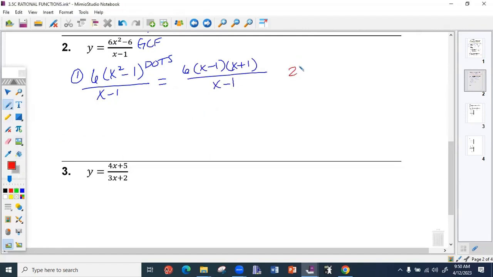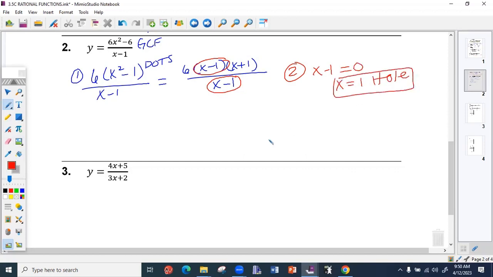Step 2 is to ask yourself, are there any common factors? And the answer is yes. What is my common factor? x minus 1. So I'm going to set that equal to 0, and I get x equals 1, and that's where my hole is. So I have a hole at x equals 1. Step 3 is your vertical asymptote. When I remove this, is there anything left in my denominator? No. So therefore there is no vertical asymptote.